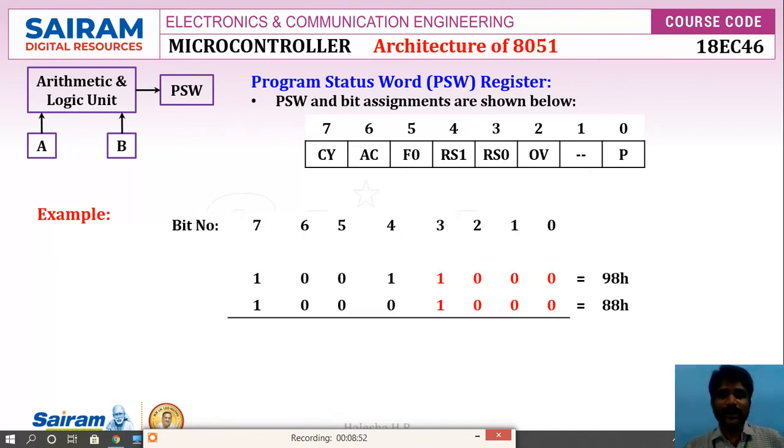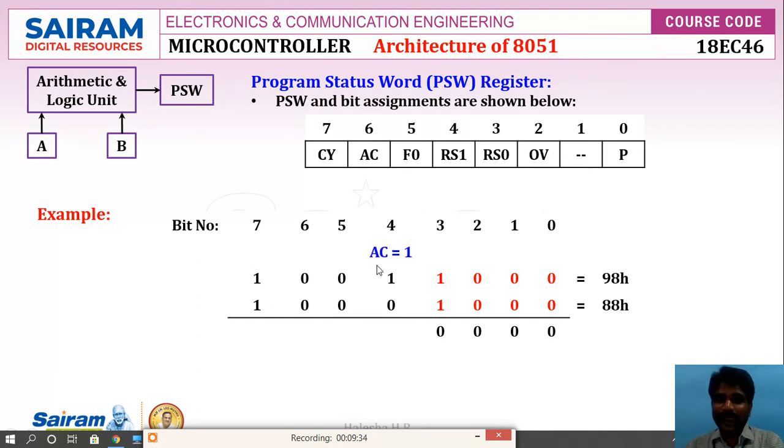If you want to perform addition of 98H and 88H, here in hexadecimal, here in binary. For 9, 1001, and 8 means 1000. Here this is the lower nibble and this is the upper nibble. These are the bit numbers 0 to 7. Usually we start addition from the LSB, least significant bit. Here 0 plus 0 is 0, no carry, again 0 no carry, 0 no carry. Here 1 plus 1 means 0, carry 1. That will be propagated to the next bit.